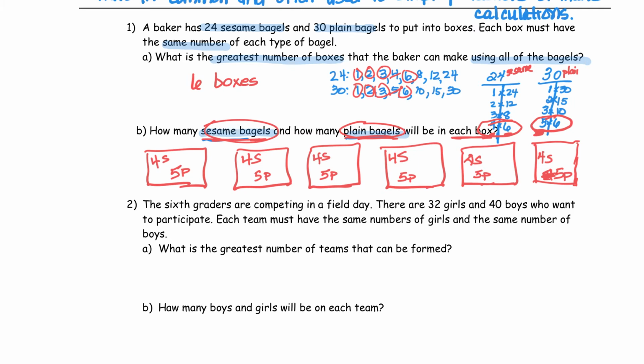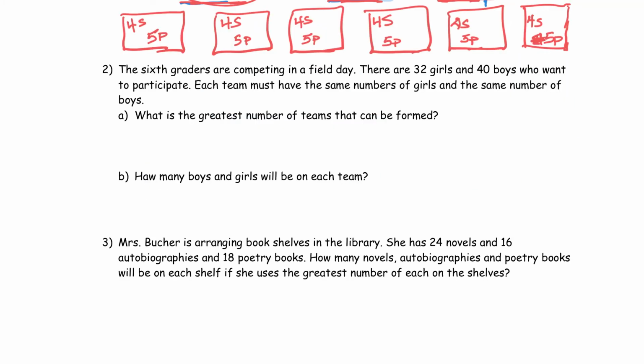Let's take a look at number 2. For number 2, it says the 6th graders are competing in a field day. There are 32 girls and 40 boys who want to participate. Each team must have the same number of girls and the same number of boys. A, what is the greatest number of teams that can be formed? And B, how many boys and girls will be on each team?